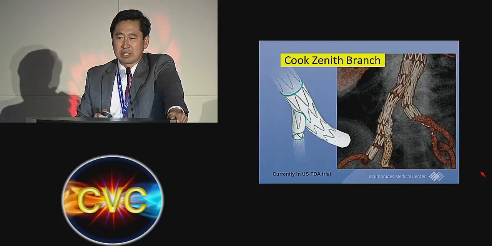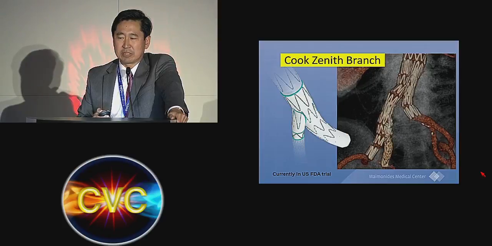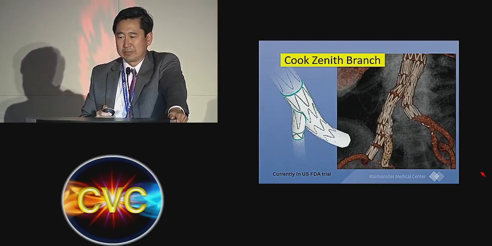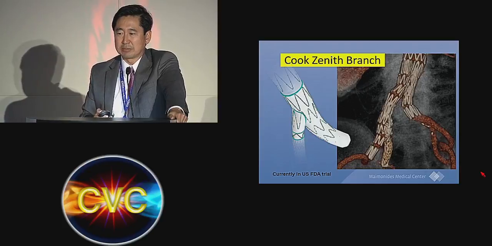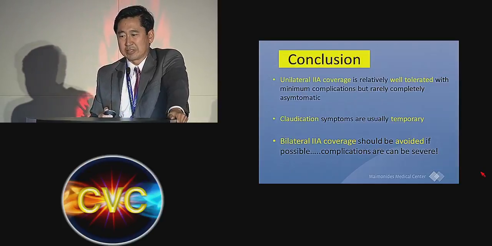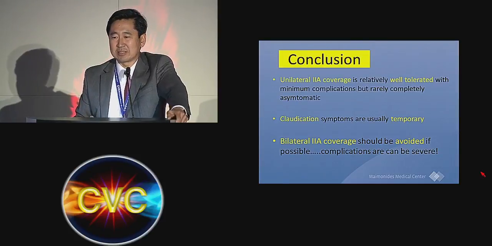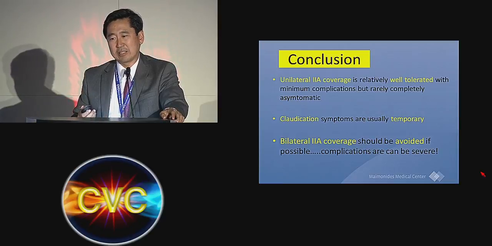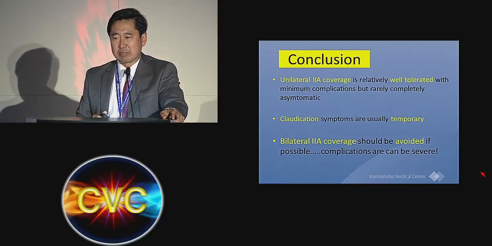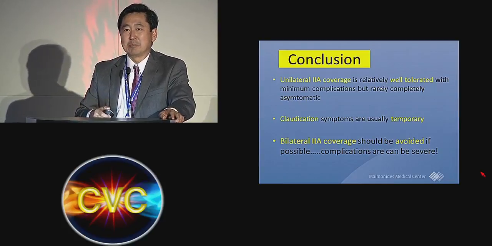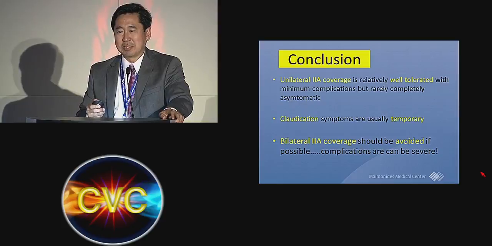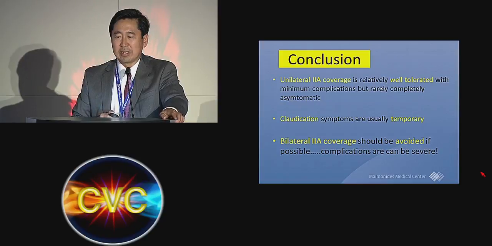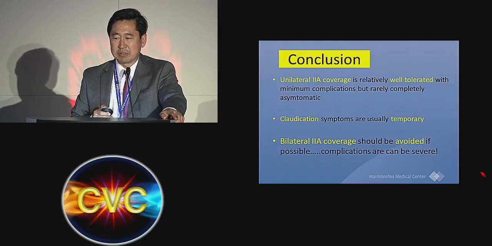This is the Cook Zenith branch device, which I put in several when I was in Pittsburgh, and it's also currently in trial. The delivery system is very similar as well. It's a pre-cannulated system that you deliver up and over the bifurcation, again, without upper extremity access. So the conclusion for this pesky question is that unilateral internal iliac artery, or hypogastric artery, coverage is very well tolerated, but many patients do claudicate, and they will complain. But usually it's self-limited and temporary.